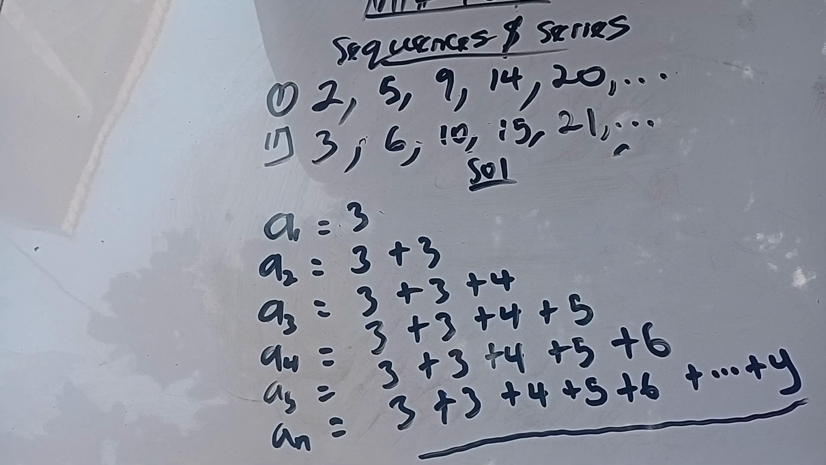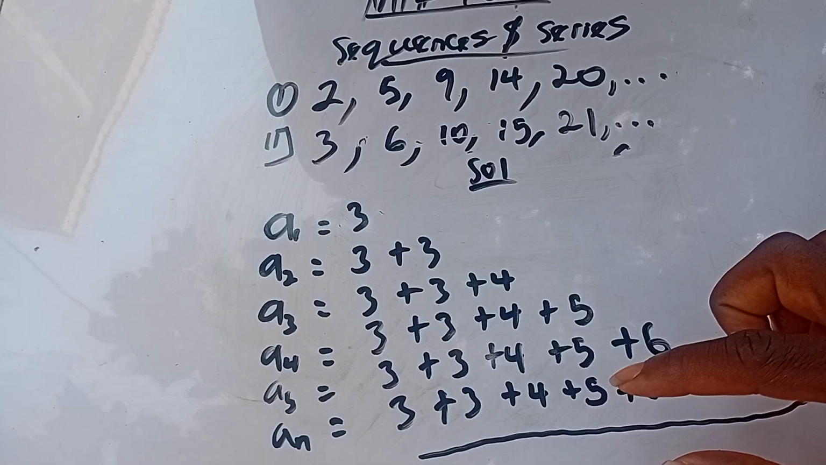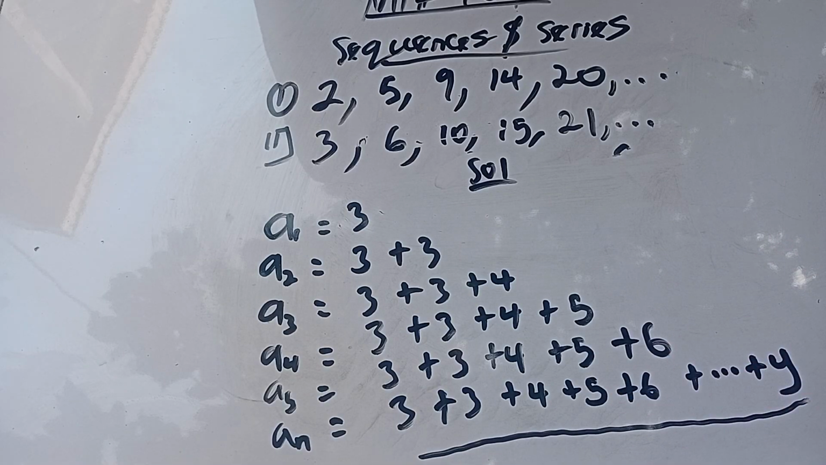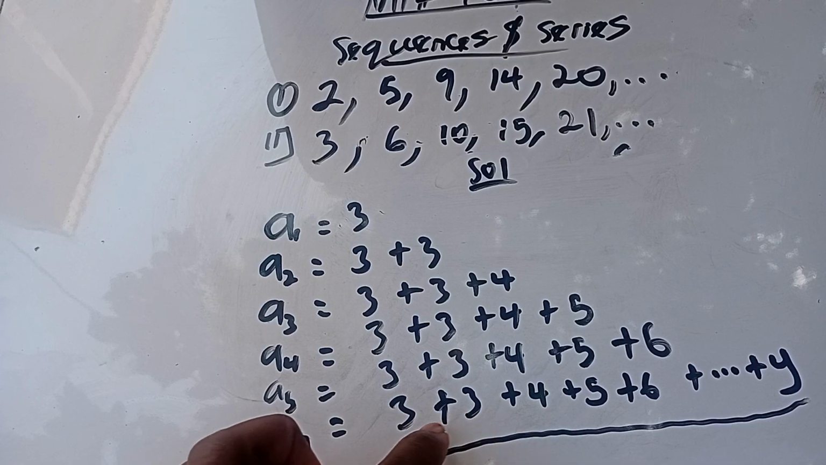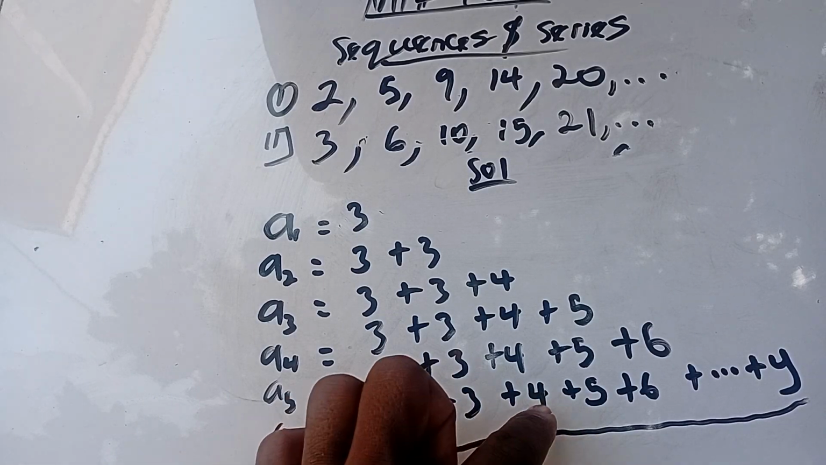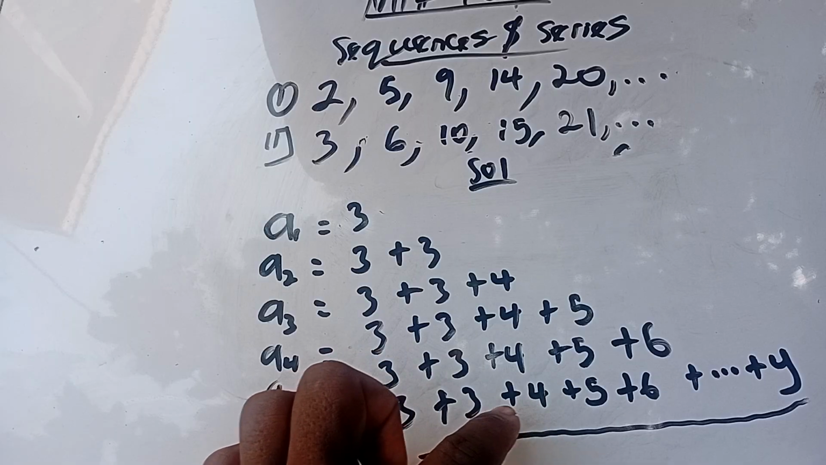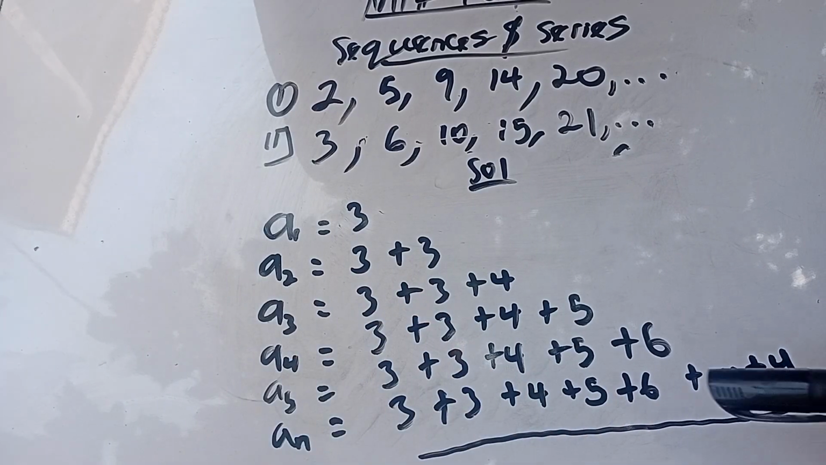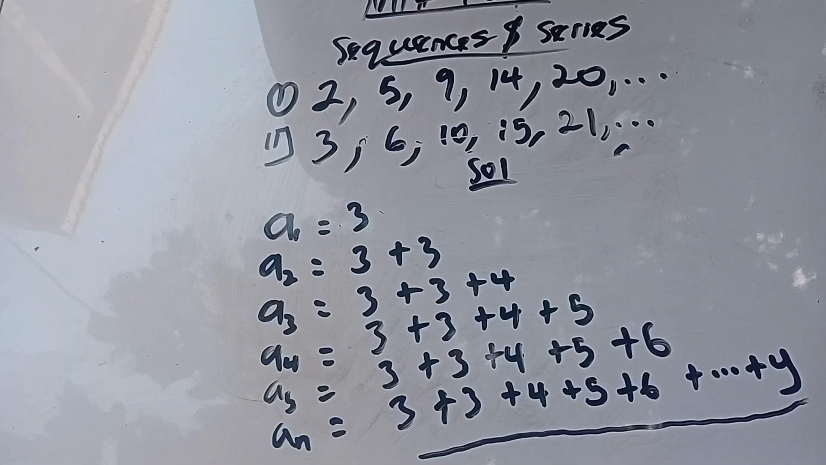Now, we cannot just use the formula for AP here. Why? Because there must be a common difference. But this one disobeys. The common difference between 3 and 3 is 0. From there on, the common difference begins to tally: 4 minus 3, 1. 5 minus 4, 1. 6 minus 5, 1. So the common difference begins to tally.